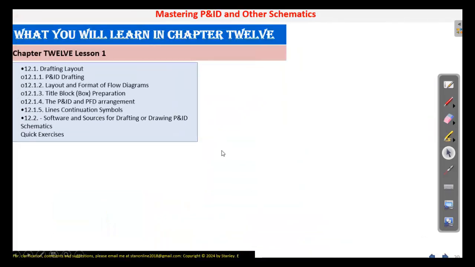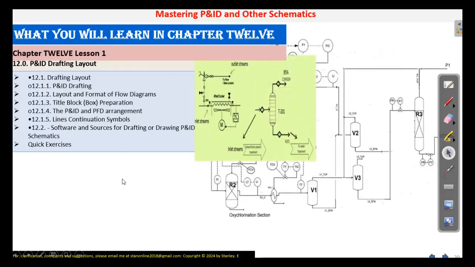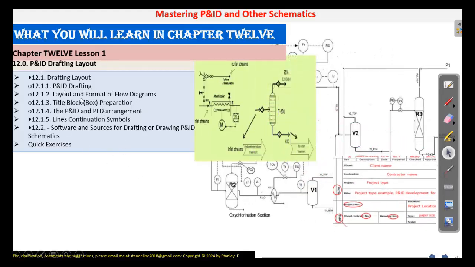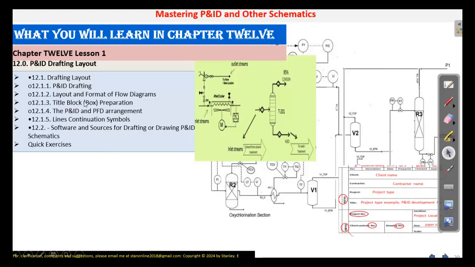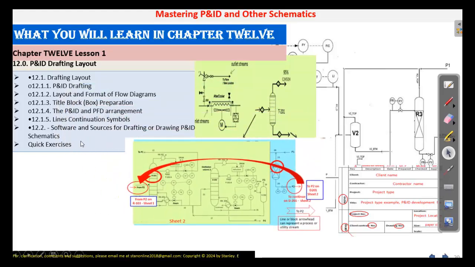In chapter 12, we are going to be looking at P&ID drafting layout, P&ID drafting, layout and format of flow diagram, title box or title block preparation, P&ID and PFD arrangement, line continuation symbols, software and source for drafting or drawing P&ID, and of course some quick exercises.